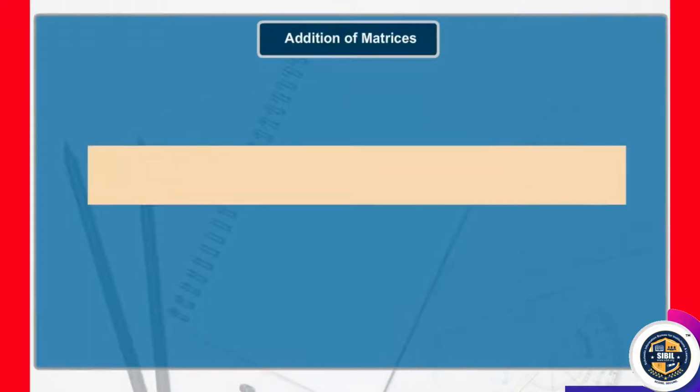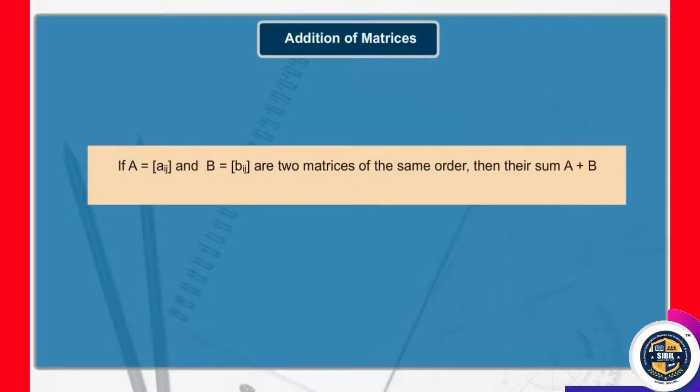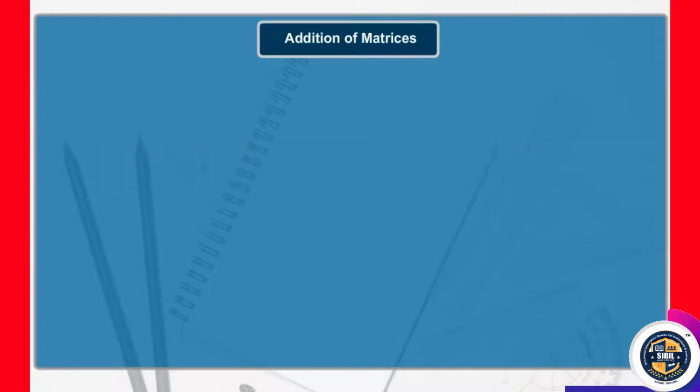Addition of matrices. If A equals Aij and B equals Bij are two matrices of the same order, then their sum, A plus B, is a matrix whose ijth element is Aij plus Bij.